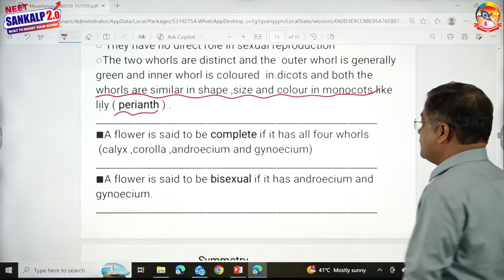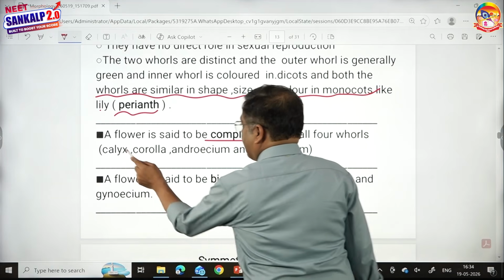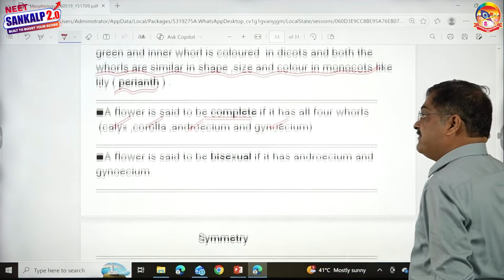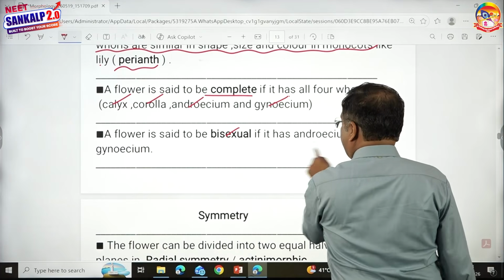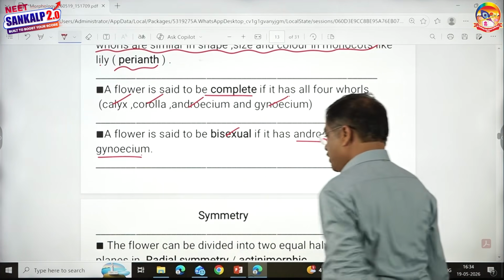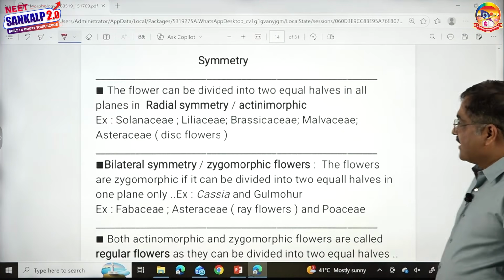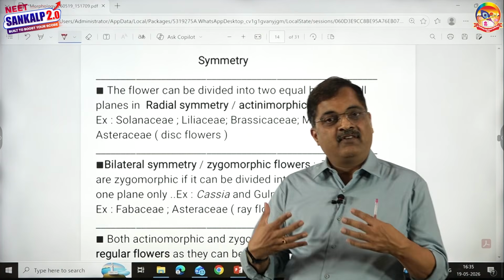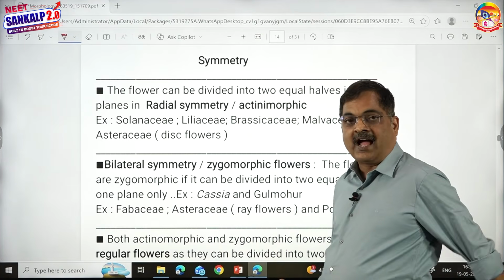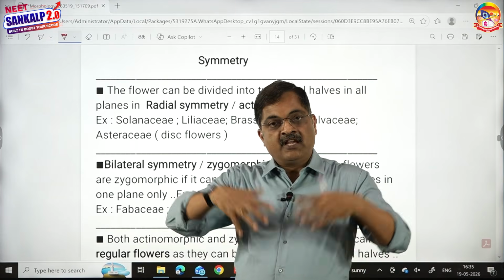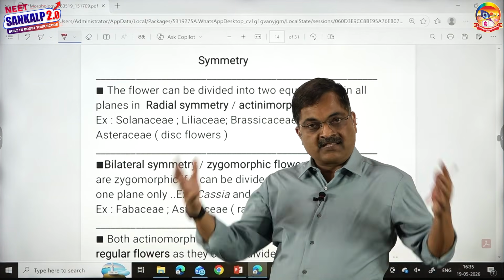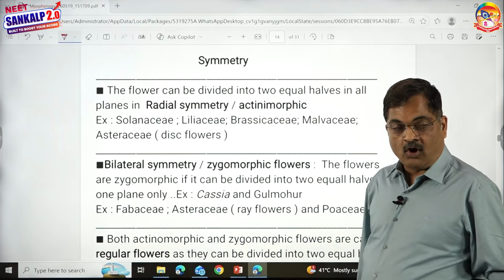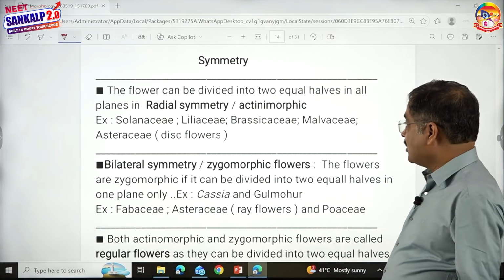A flower is said to be complete when it contains calyx, corolla, androecium and gynoecium. A flower is said to be bisexual when it has both androecium and gynoecium. Next, we talk about symmetry. This is something which you know. If a flower can be cut into two equal halves, passing through the center in all planes, you call it radially symmetric or actinomorphic. All right.